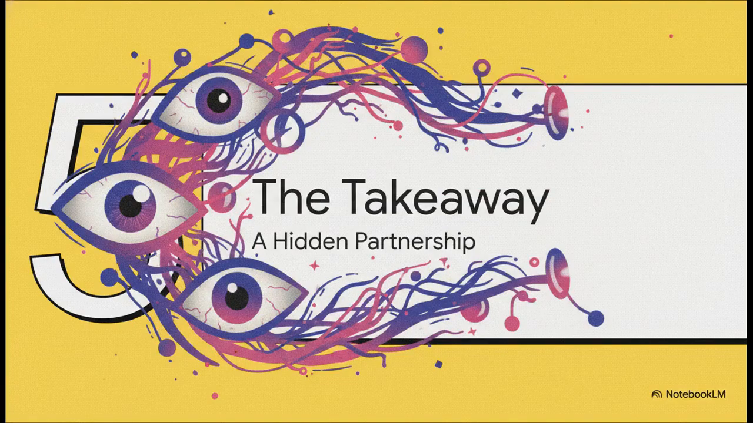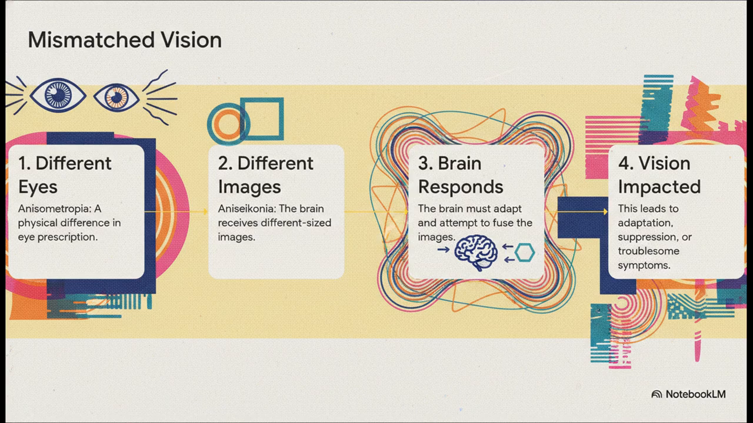Okay, let's wrap this all up. What's the big takeaway here? What have we learned about this secret partnership, this intricate dance happening between our eyes and our brain? It's really a clear 4-step story. First, you start with physically different eyes. That's anisometropia. Second, this leads to different sized images being sent to the brain. That's anisoconia. Third, the brain has to respond. It either adapts or it struggles. And fourth, the person's vision is impacted, for better or for worse. It's a direct chain of events.